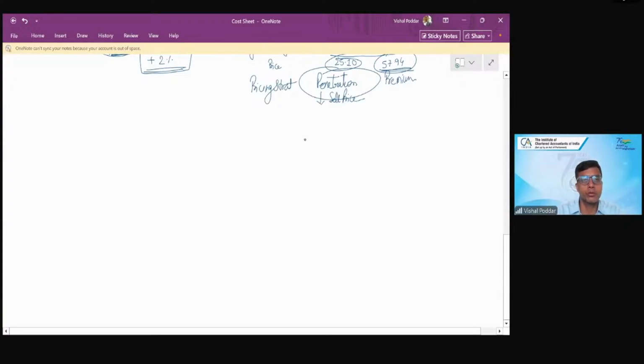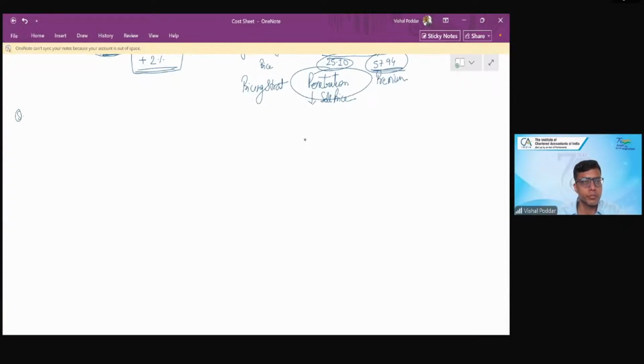Question 4, batch cost sheet. Now here our cost sheet is of 20 batches, which makes it 2,400 pens. Correct?